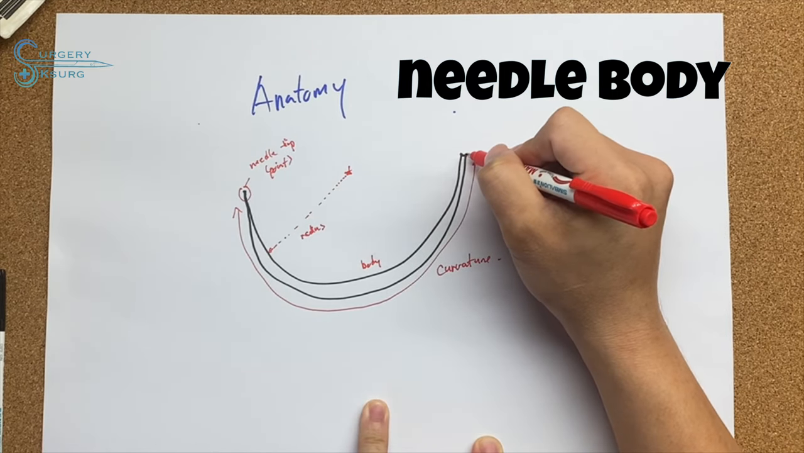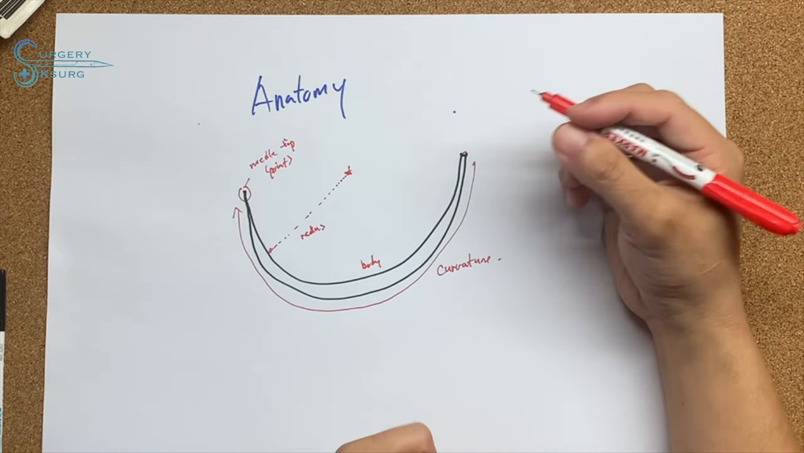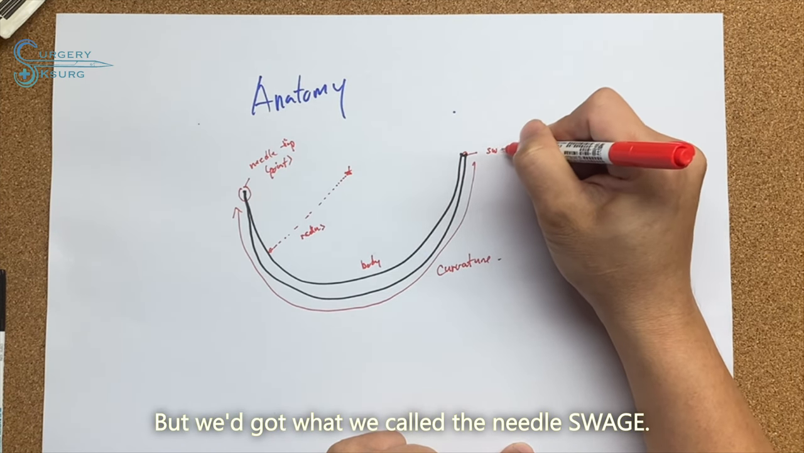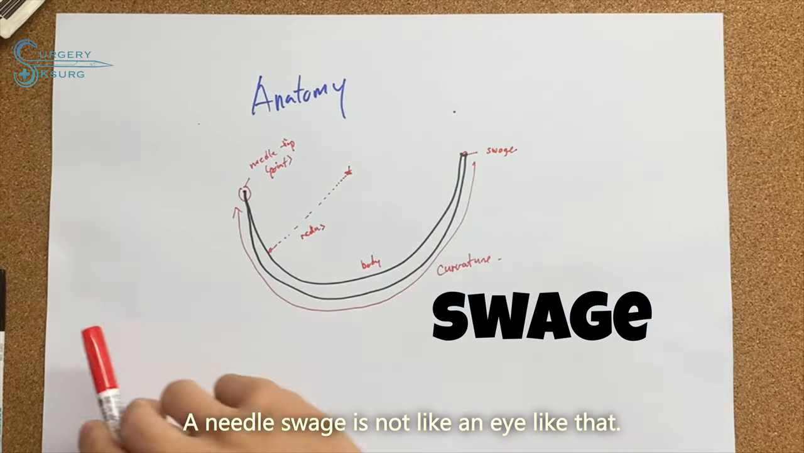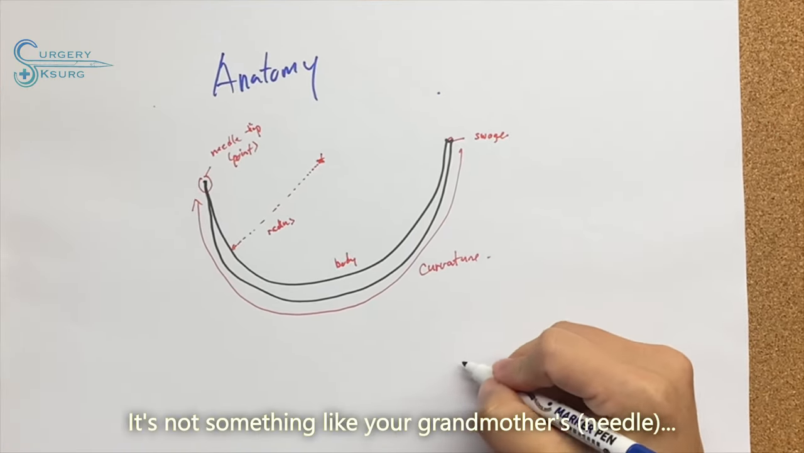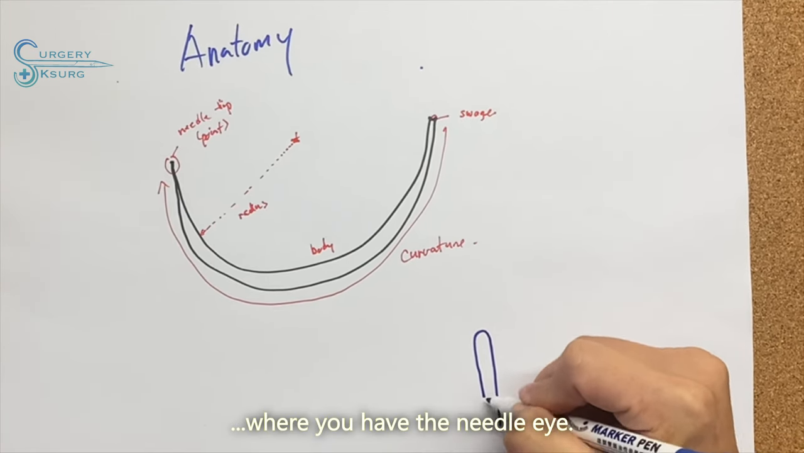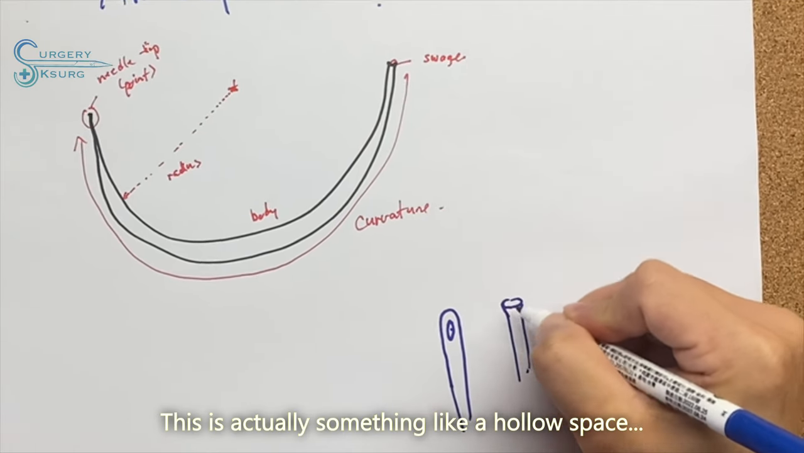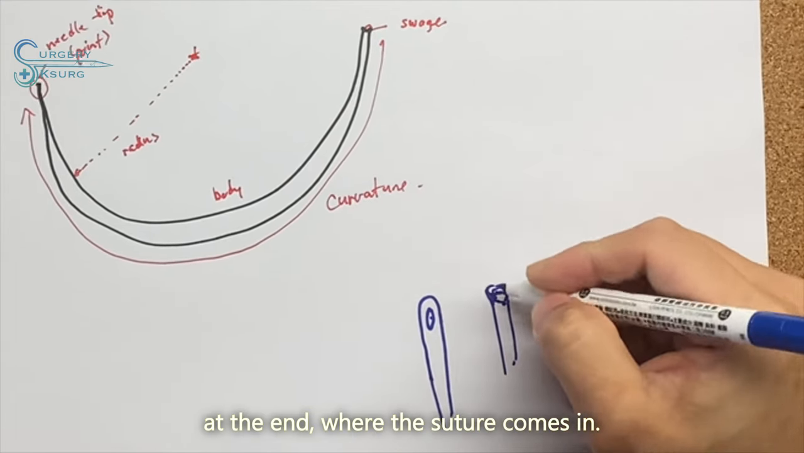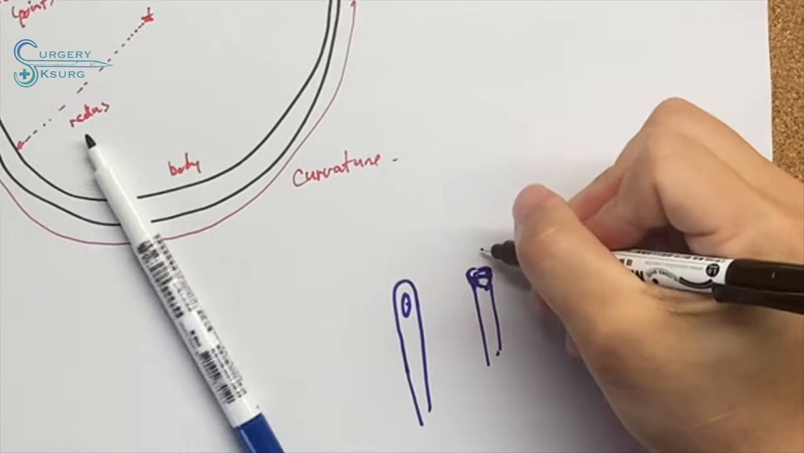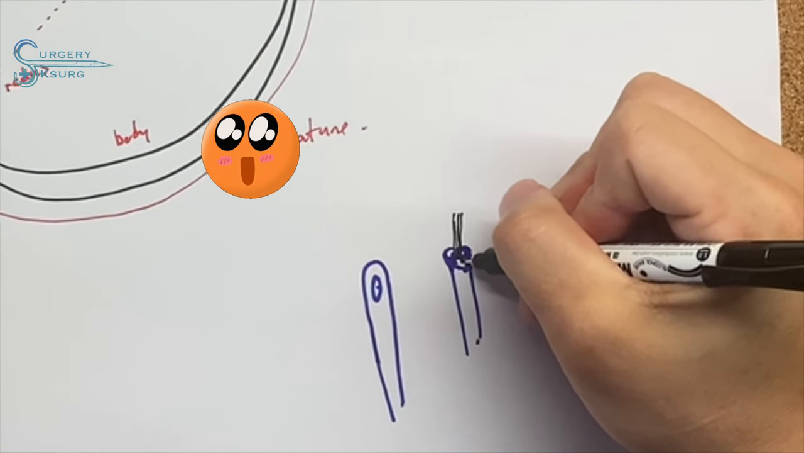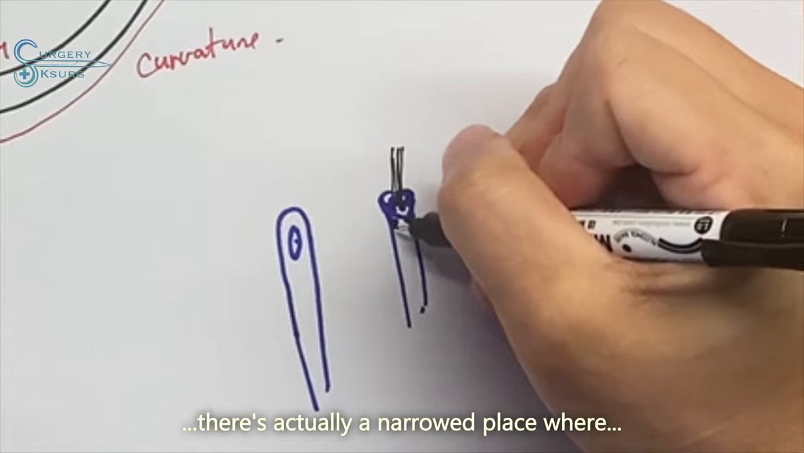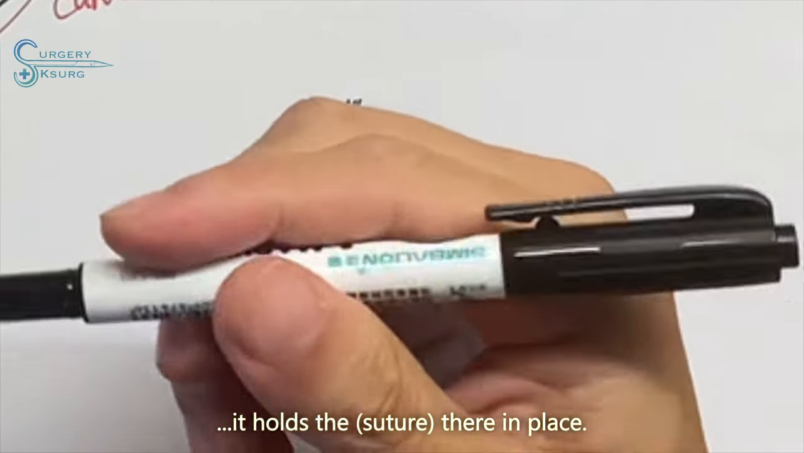And behind this needle, as opposed to other needles like your grandma's, there's no needle eye here. But we call it the needle swage. A needle swage is not like an eye. It's not something like when your grandmother has a needle eye. No, this is actually something like a hollow place at the end where the suture will come in. Of course, if you look at the technology, there is actually a narrow place where it holds the needle in place.